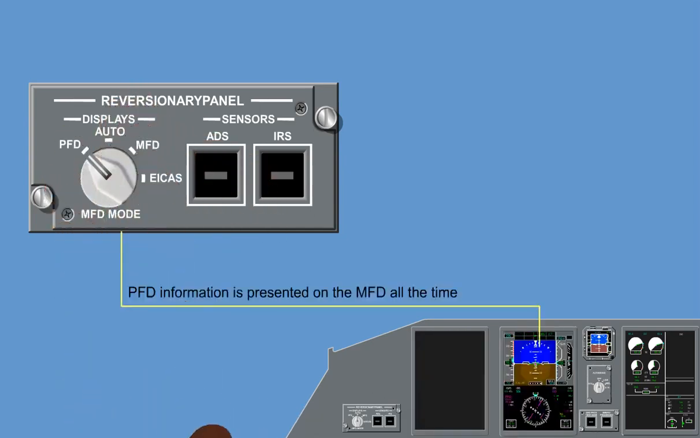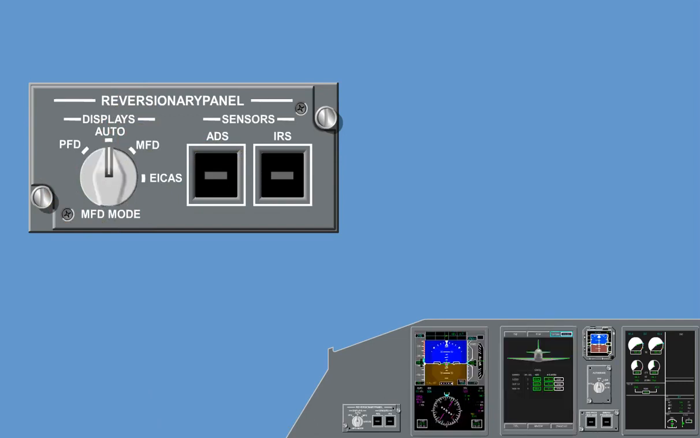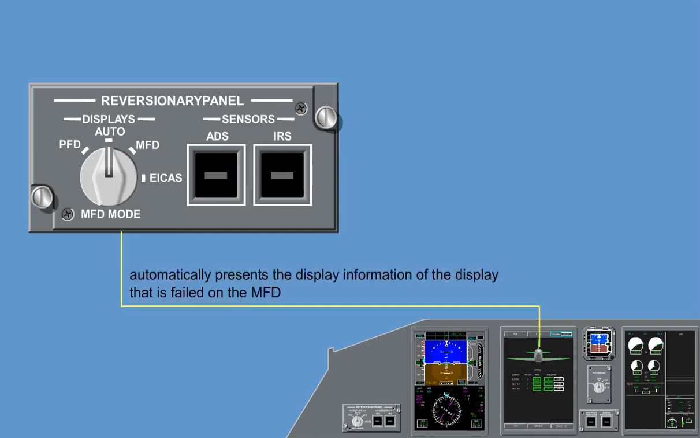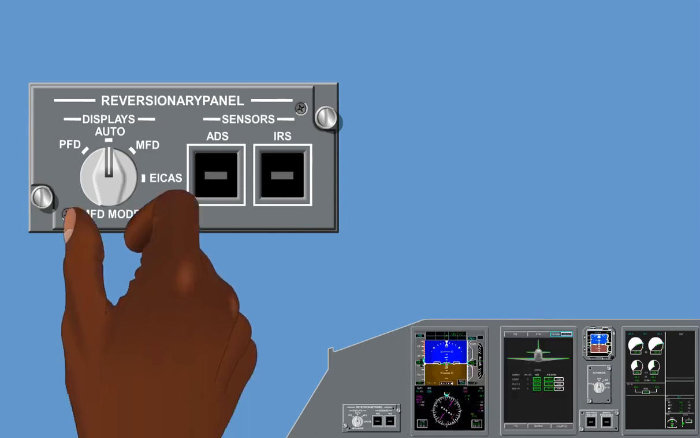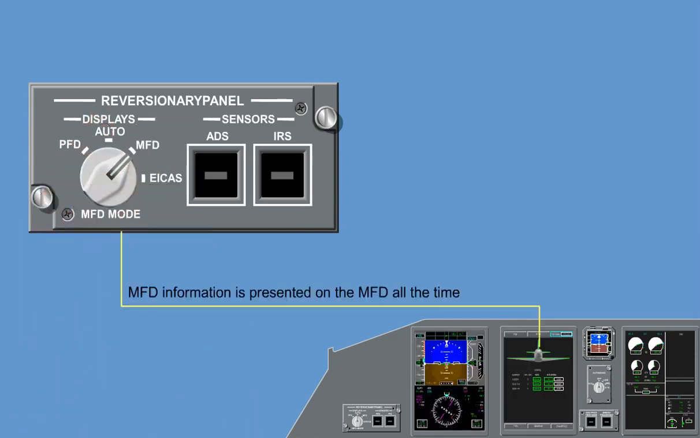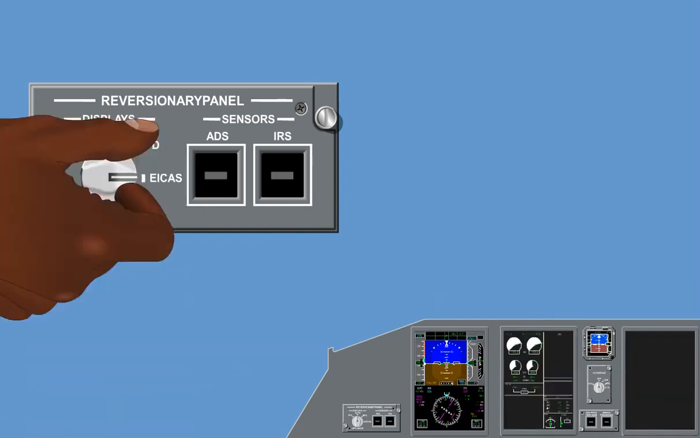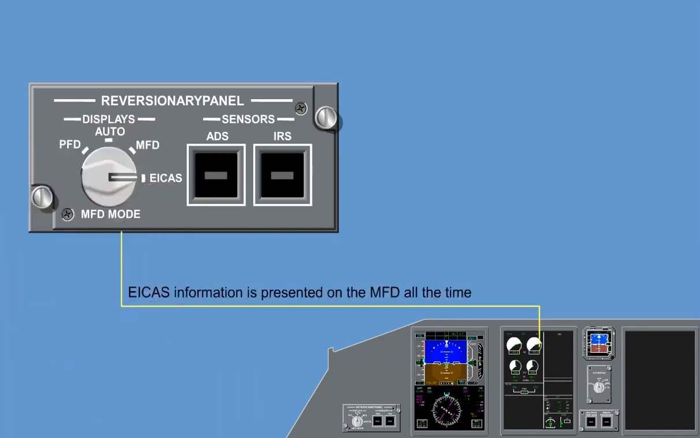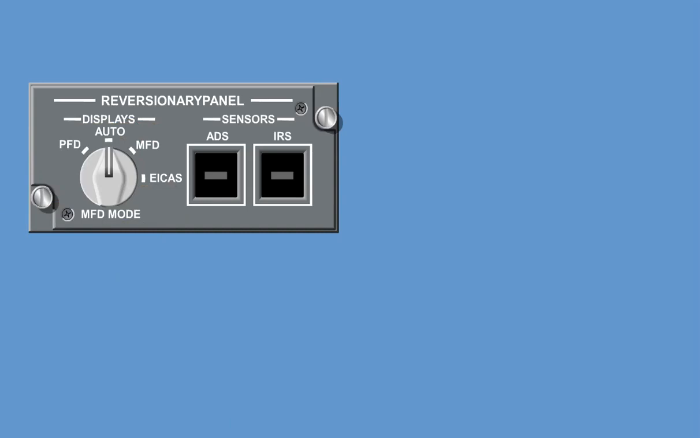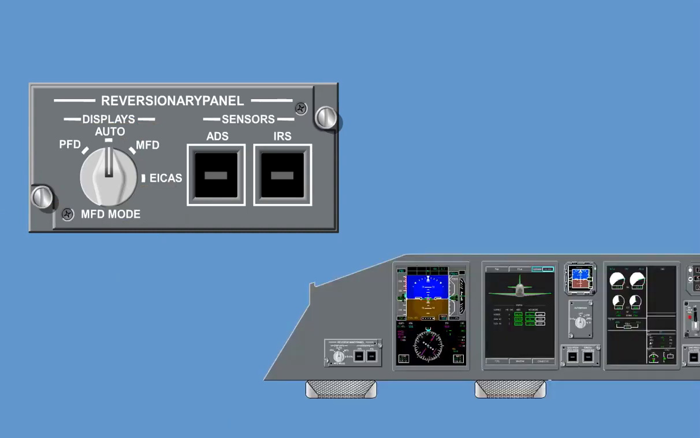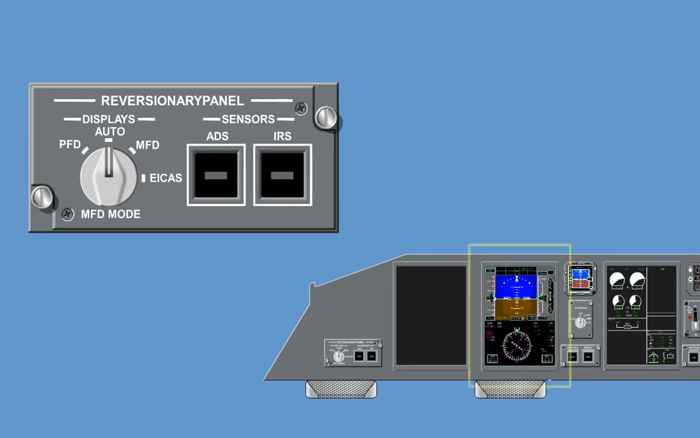PFD. PFD information is presented on the MFD all the time. Auto automatically presents the display information of the display that has failed on the MFD. MFD. MFD information is presented on the MFD all the time. ICAS. ICAS information is presented on the MFD all the time. In the event of an electrical emergency, the display selector knob is deactivated and the PFD will be displayed on MFD1 regardless of the knob position.